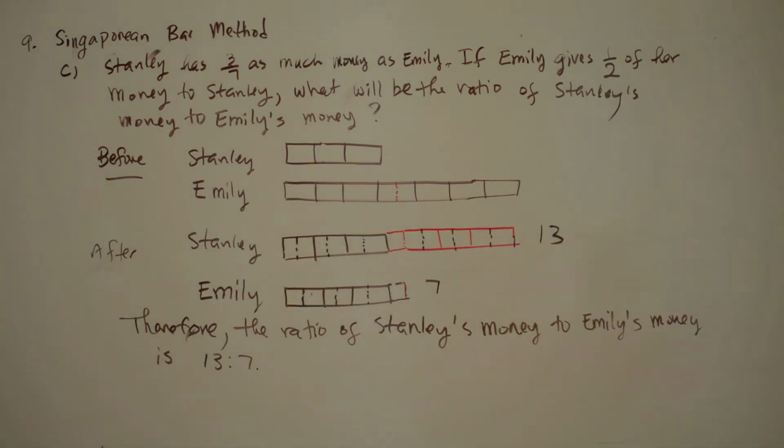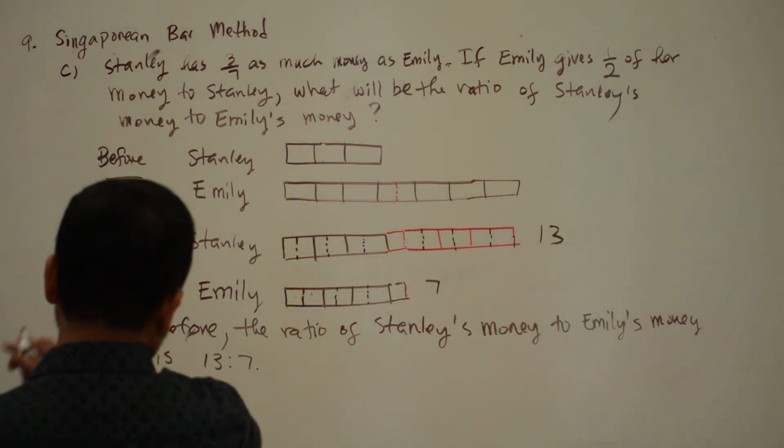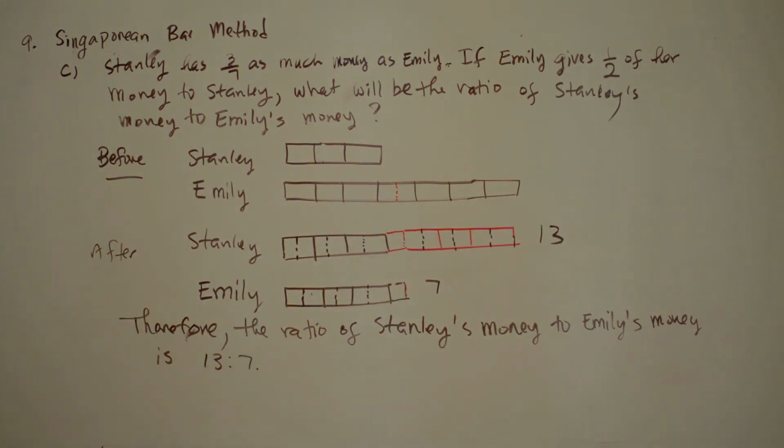Well, this question says that we are still using the Singaporean bar method, okay? Say that Stanley has 3 times as much money as Emily. Emily gives half of the money to Stanley. What will be the ratio of Stanley's money to Emily's money? So we draw the first 3 for Stanley, 7 for Emily. Then Emily will give 3.5 to Stanley. Then Stanley will have a total of 13, and Emily will remain with 7, so the new ratio will be 13 to 7. Okay. All right.